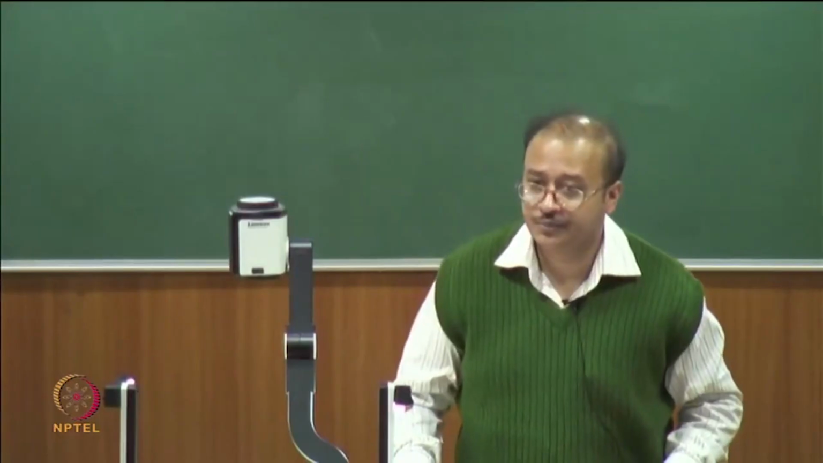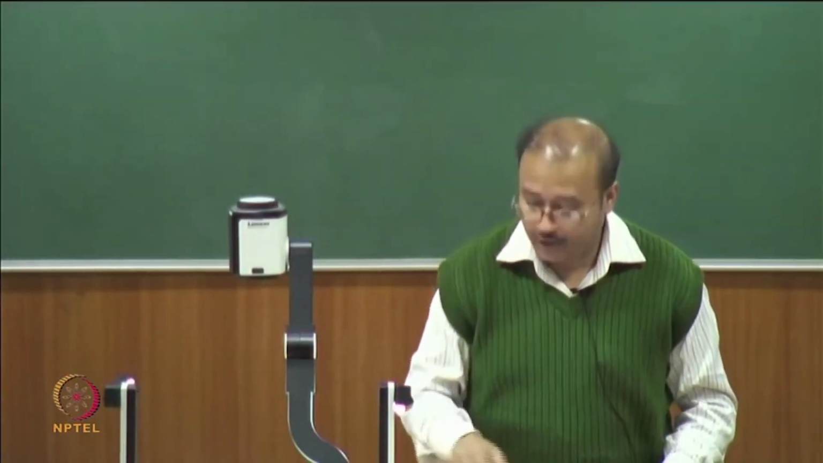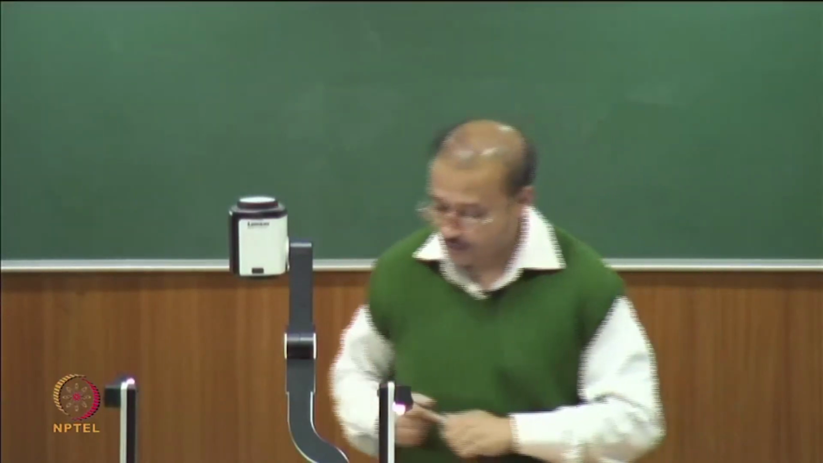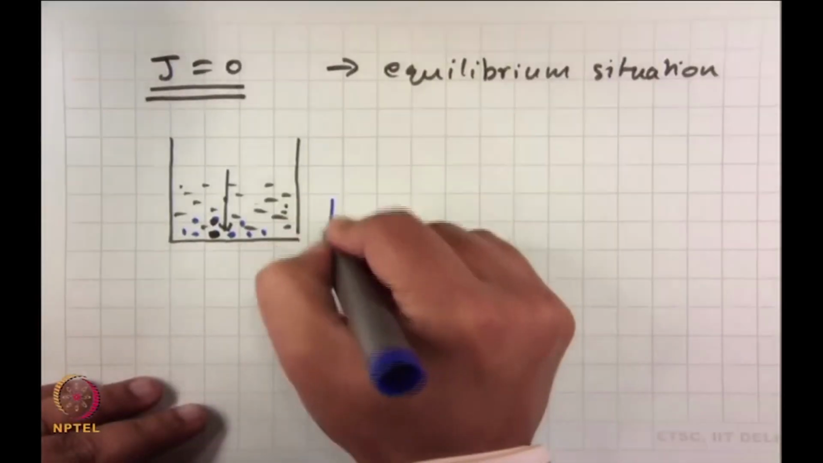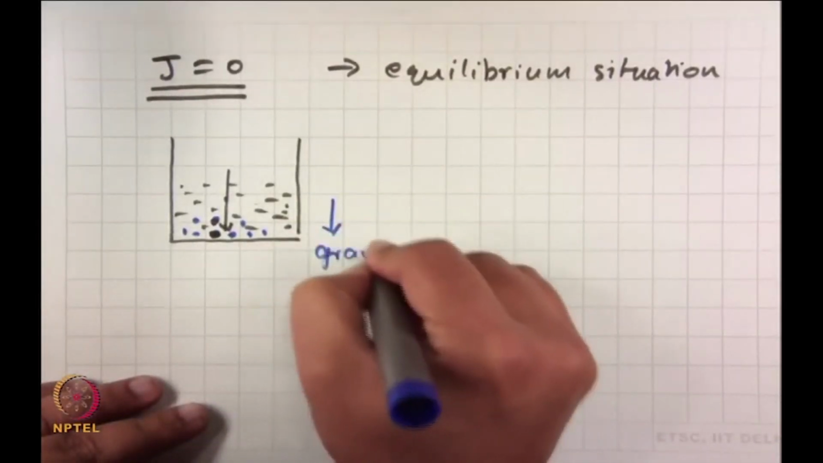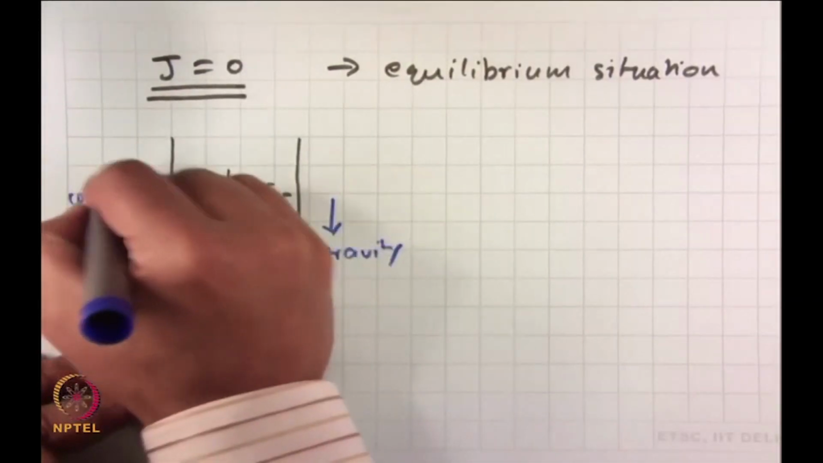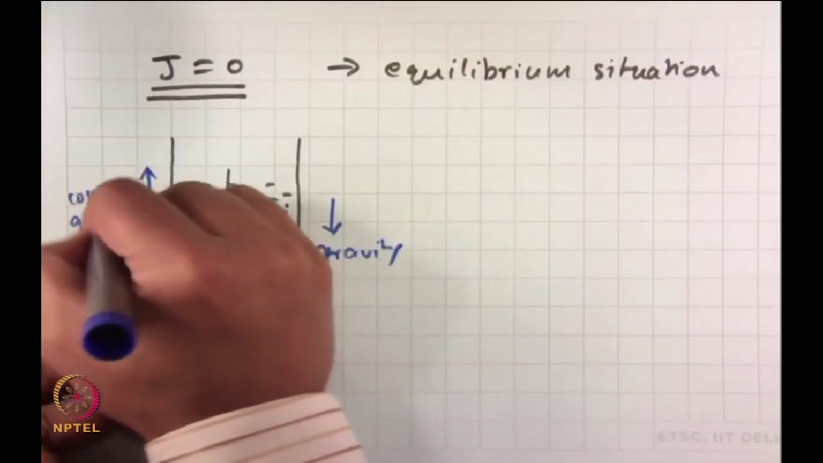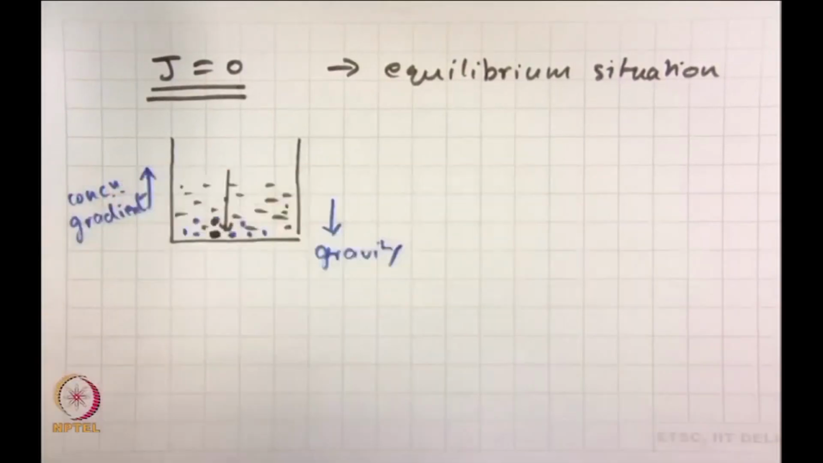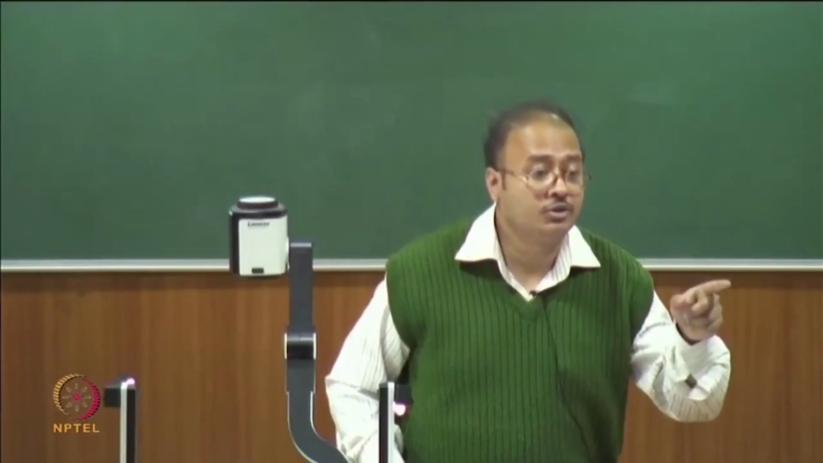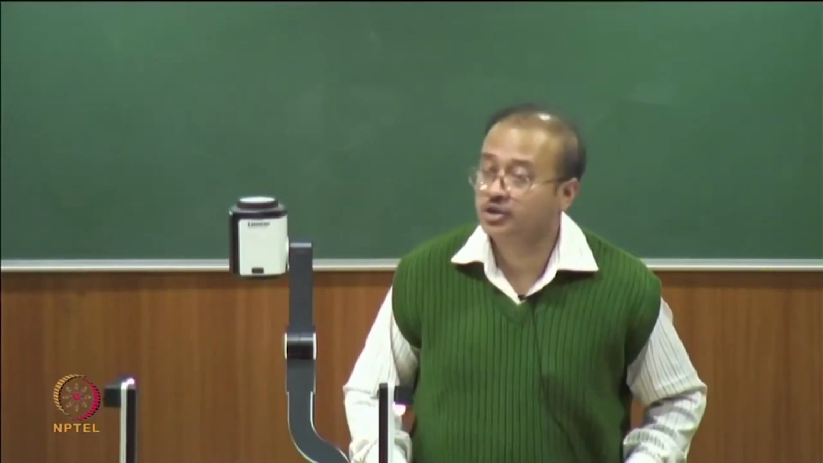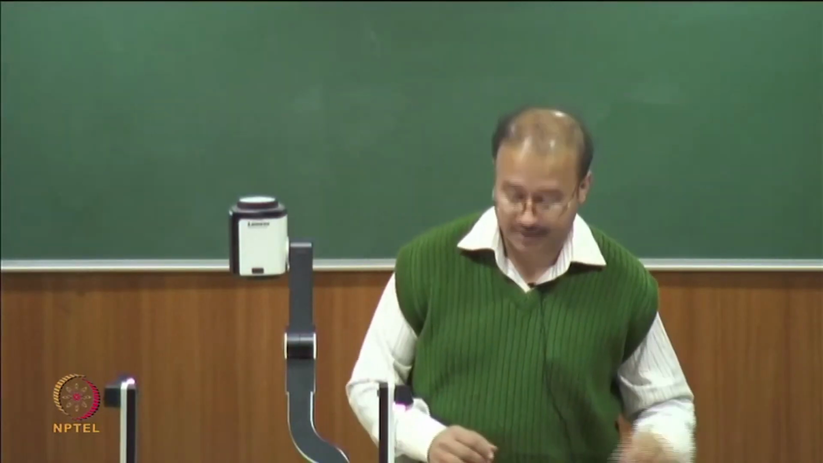What are the two opposing forces? One is your gravitational pull, which is coming down. So, this is gravity, and the other one is your concentration gradient. So, these are the two forces which are acting in opposite directions. You can understand that at some point these two would balance each other out, and what will happen at that time? J would be equal to 0. That is the situation we are talking about, where these are perfectly balanced, an equilibrium situation.